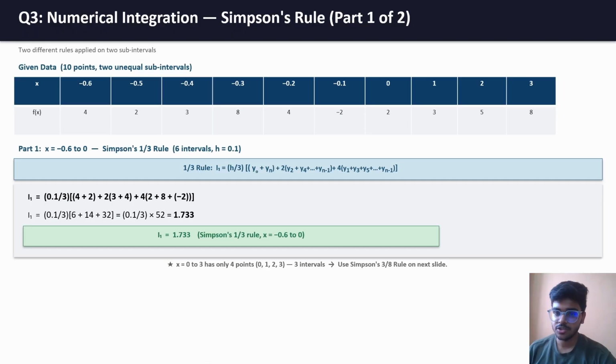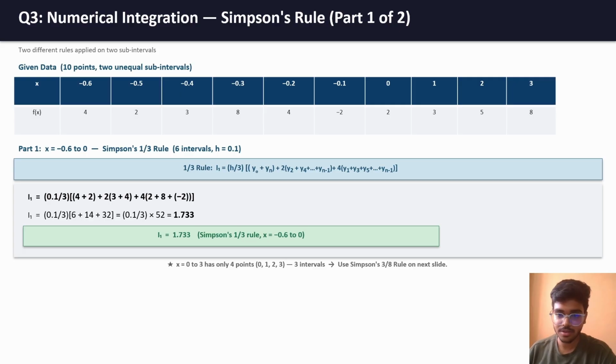Let's solve our first subinterval from x equal to minus 0.6 to x equal to 0, where h is equal to 0.1. Here we are solving using Simpson's 1/3 formula. This is an easier way to learn this formula, as we have to just remember the pattern. For Simpson's 1/3 rule, our I1 is equal to h by 3, as the formula's name is Simpson 1/3. So it is h by 3 multiplied by the first term of y plus the last term. Then we will multiply every even term by 2, and every odd term by 4.